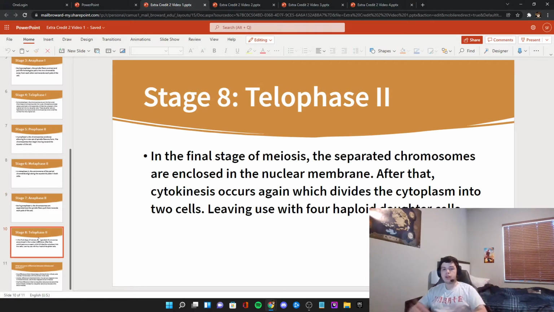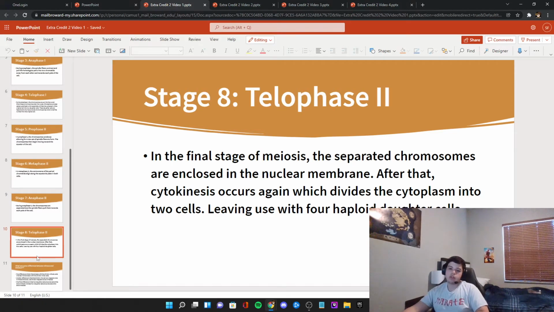Telophase 2 is the final stage of meiosis, and the separated chromosomes are enclosed in the nuclear membrane. After that, cytokinesis occurs again, which divides the cytoplasm, allowing the cells to divide again, which creates four haploid daughter cells. That is pretty much meiosis.